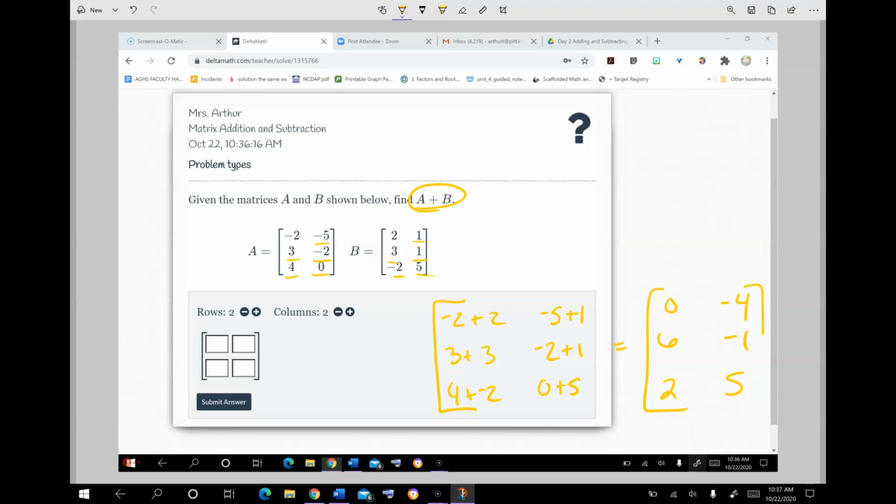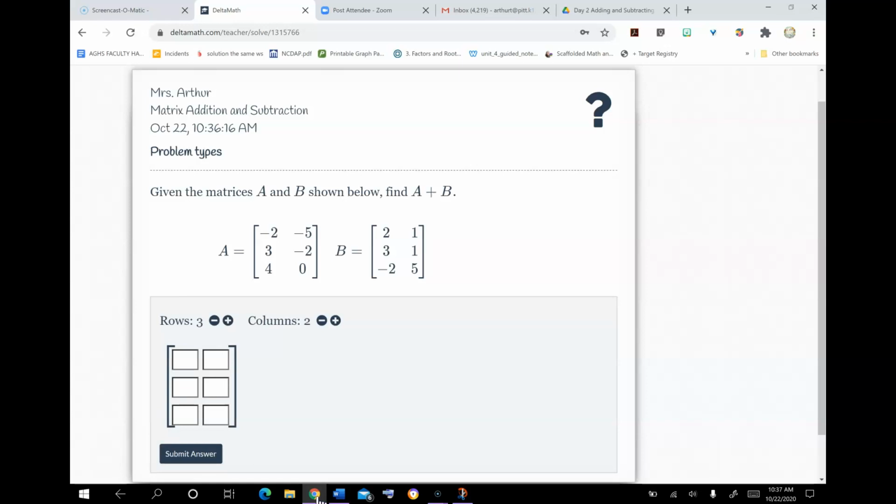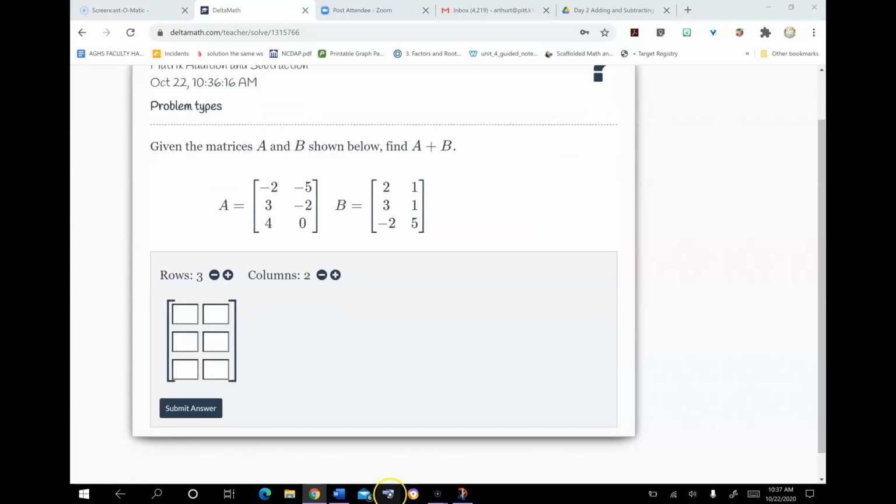Okay? Let's plug in. So that's my answer. Now, Delta Math, it's not tricky. It's just you need to know how to do it. And I'm showing you, okay? So, if you look, my answer is a 3 by 2, but they only gave me 4 spaces. So, let's go back to Delta Math. My answer had 3 rows, so I need another row. So we're going to add a row. It didn't have another column, it just had another row, okay?